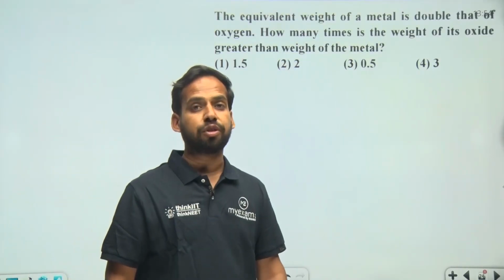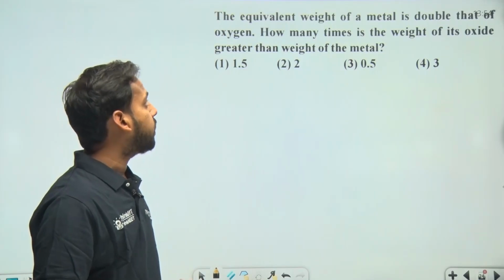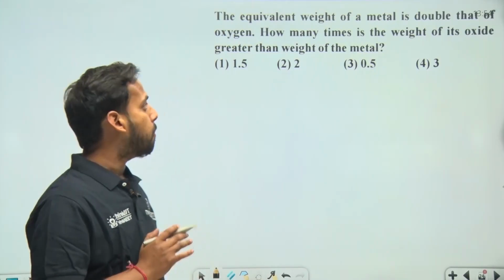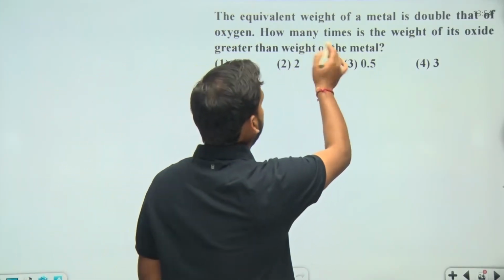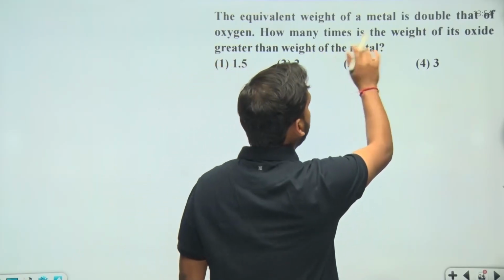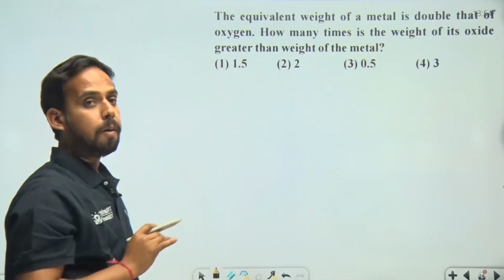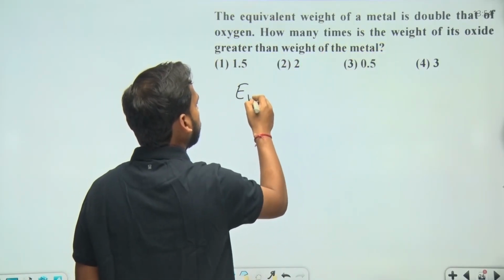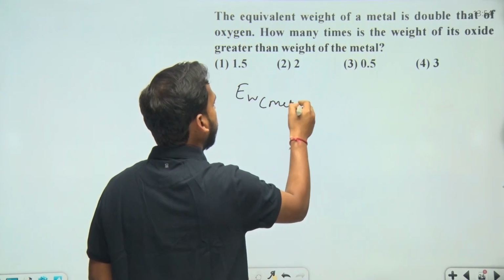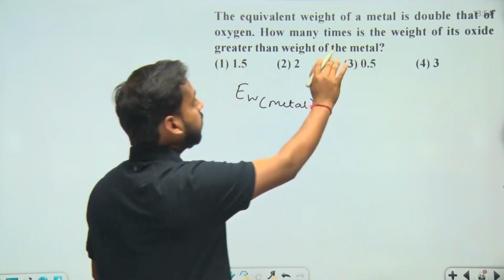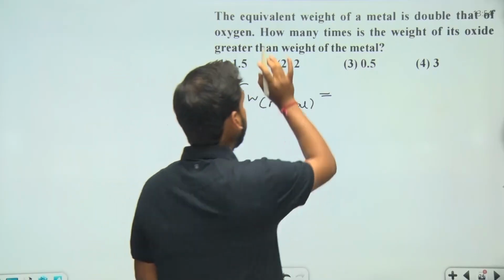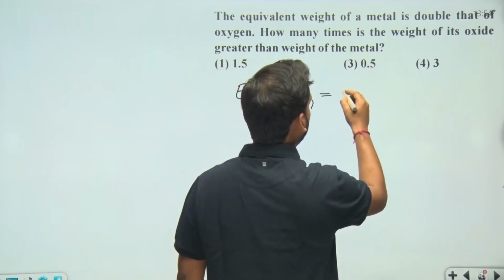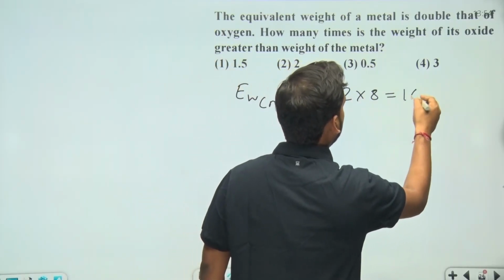Hello students, so the question is, the equivalent weight of a metal is double that of oxygen. How many times is the weight of its oxide greater than the weight of the metal? So here we have to calculate the ratio. The equivalent weight of the metal is given as double that of oxygen. The equivalent weight of oxygen is 8 and it is double, so it is 2 into 8, which is 16.